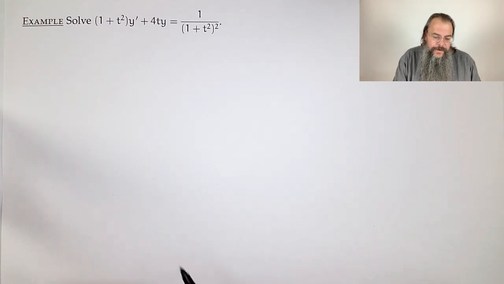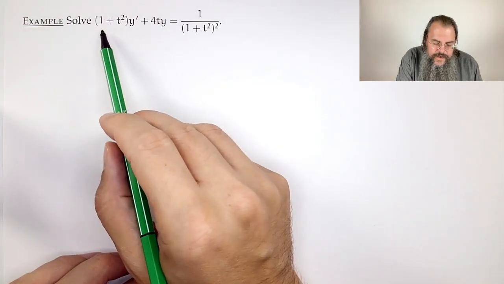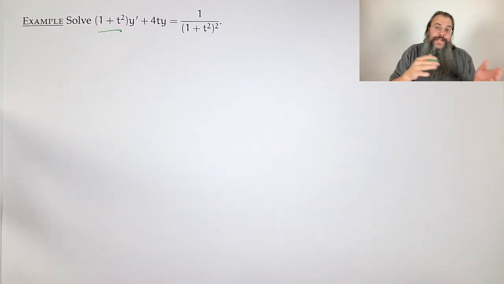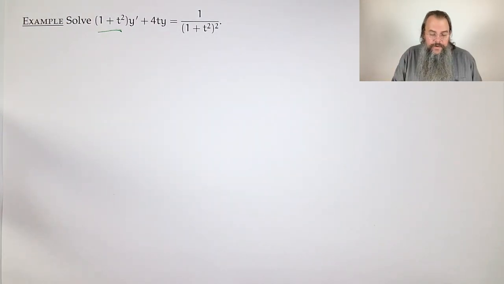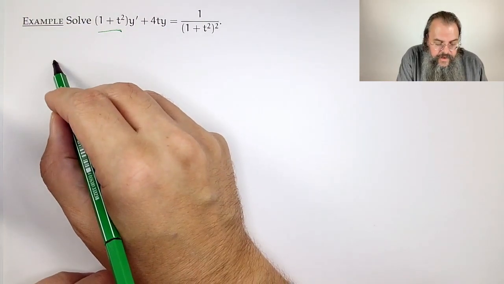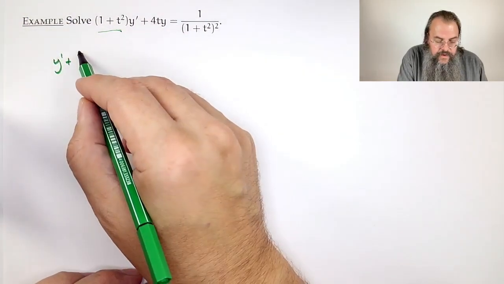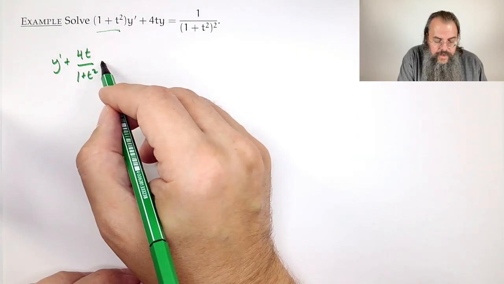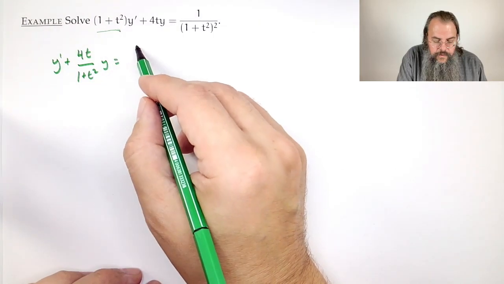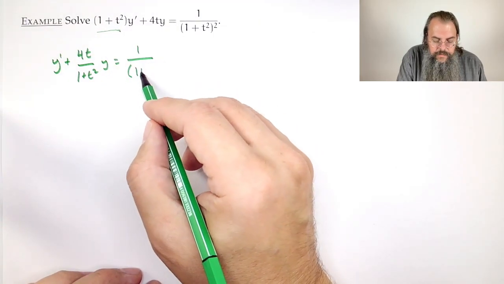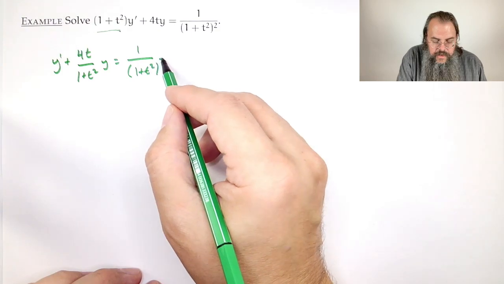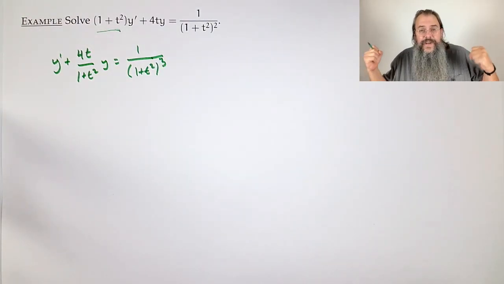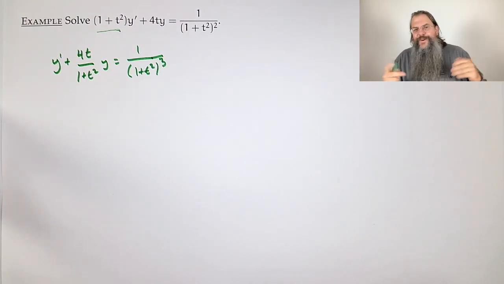Where do we go? Well, first off, there's this 1 plus t squared in front of the y prime. That's not good. So we need to make it a 1. So we divide everything by 1 plus t squared. So we can say, all right, y prime plus 4t over 1 plus t squared y is equal to 1 over 1 plus t squared cubed. Now, you might look at this and say, oh my gosh, I have to integrate 1 over 1 plus t squared cubed. And no, come on.